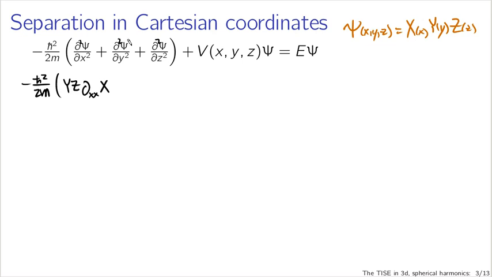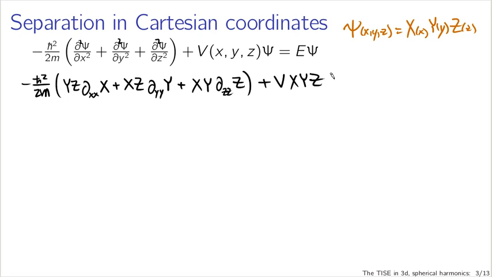When I think about the second partial derivative with respect to y, I'll end up with much the same sort of thing, except it will be the x and z components that are untouched, and I'll be left with the second partial with respect to y of the y-dependent part of the wave function. Likewise for z, x and y untouched, second partial derivative with respect to z of the z-dependent part of the wave function. The rest of my expression here is relatively straightforward. V and then x, y, and z untouched equals E, x, y, and z untouched.